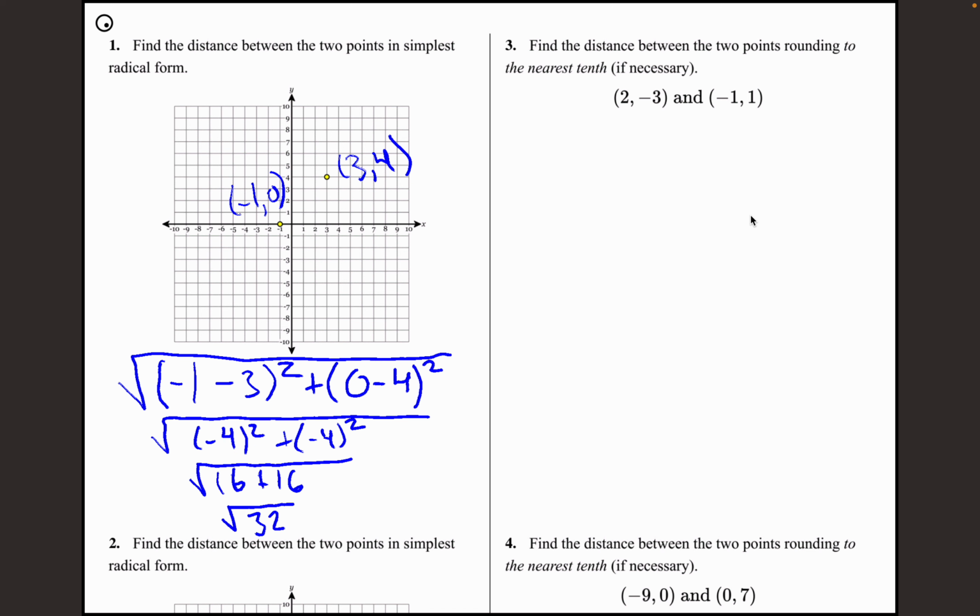Okay? All right, what about number 3? Let's look at number 3. This one we got to pay attention because it says find the distance between the 2 points rounding to the nearest tenth. Okay? So do you think we'll be leaving our answer as a square root? No, not in this one. All right, so who can tell me how we can set this one up in an equation? Someone else. How can we set this one up?